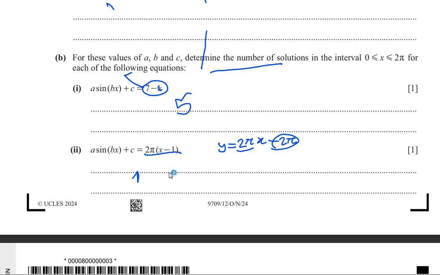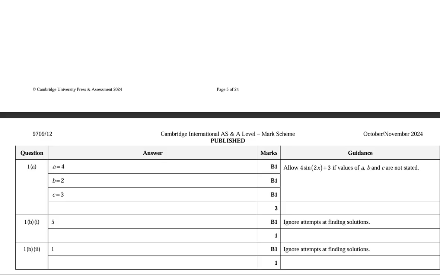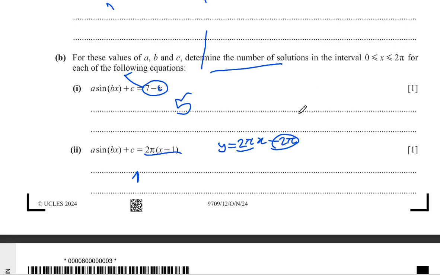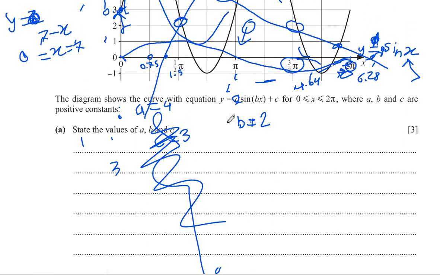So yeah, that's it. Let's check the mark scheme. 51423, are we correct? 51423, yeah, that's it. C equals to 3, as I mentioned. So that's it for this, thank you.